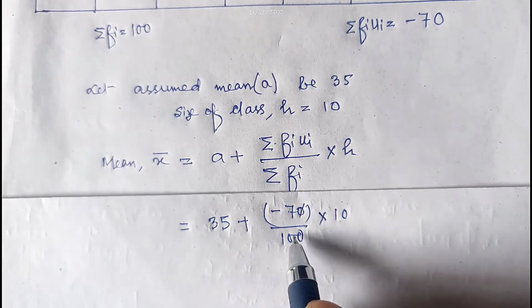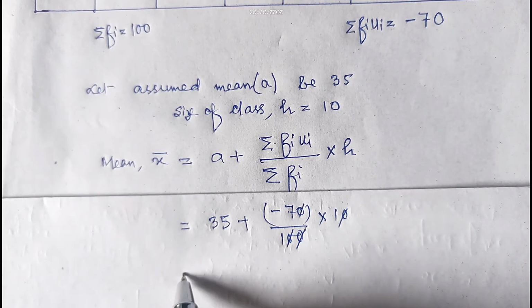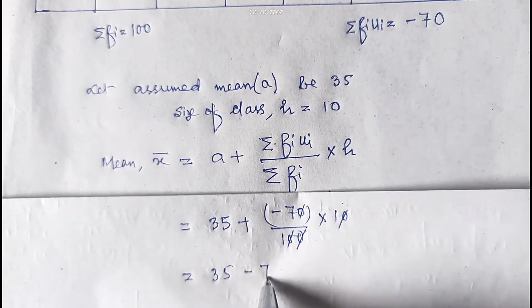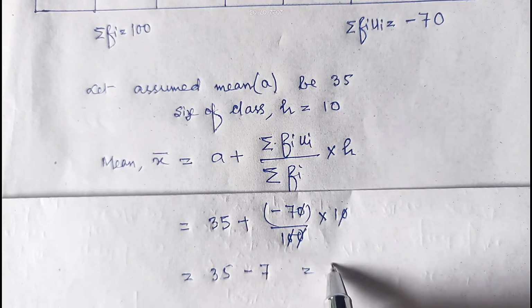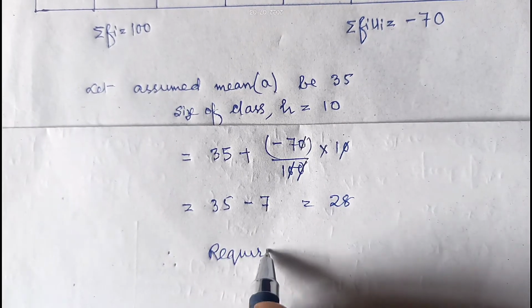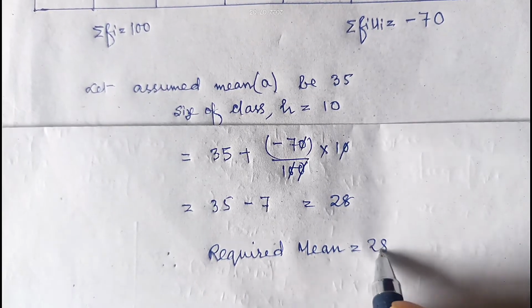Now this 0 and this 0 can be cancelled. This 0 and this 0 also can be cancelled. So we are left with 35 plus minus minus 7, and 35 minus 7 is 28. Therefore, required mean is 28, and that's the answer.